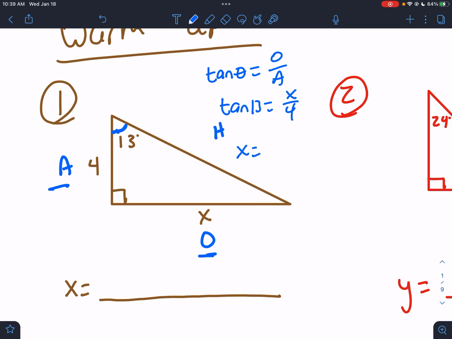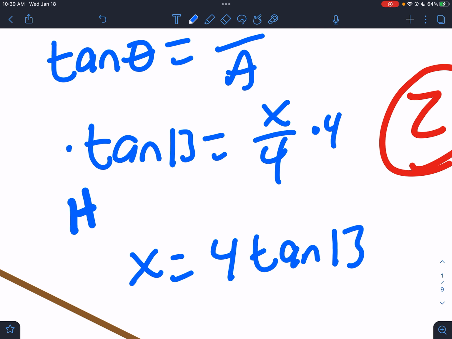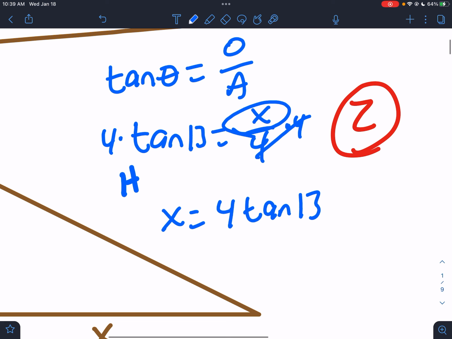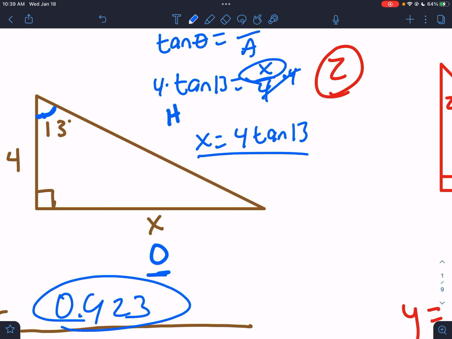So x equals 4 times the tangent of 13. Just as a reminder, you're multiplying by 4 to cancel out the 4s. If x is up high, all you've got to do is multiply. Get it right on your first try. So that's what x equals. We type that in, 4 times the tangent of 13, and I get 0.923. And that is how big x is.